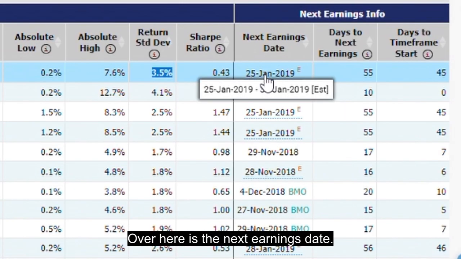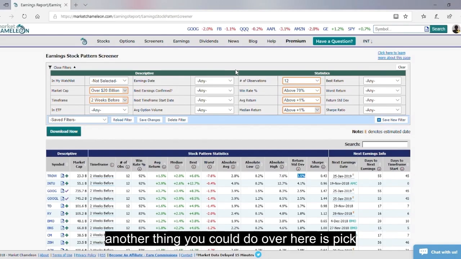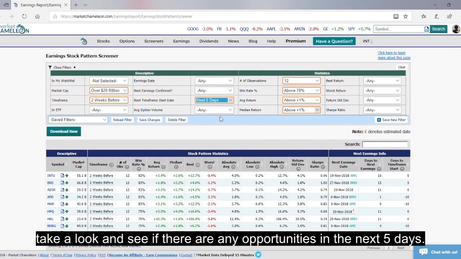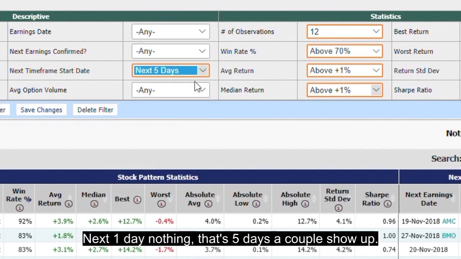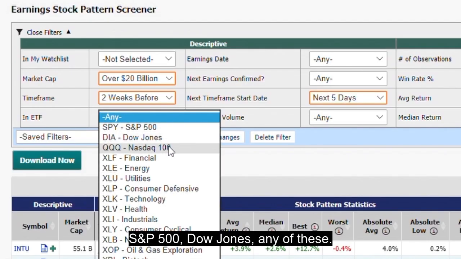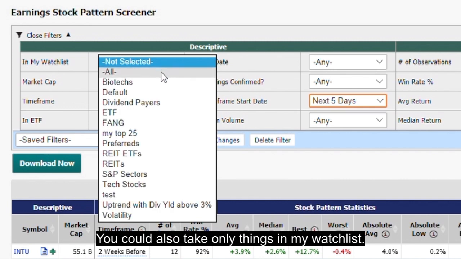Over here is the next earnings date, days to the next earnings, and the next time to start. So another thing you could do over here is pick, if you like these settings, take a look and see if there are any opportunities in the next 5 days. Next 1 day, nothing. Next 5 days, a couple show up. And if you like this strategy, you could also just filter by stock groups like S&P 500, Dow Jones, any of these. You could also take only things in my watch list, either all your watch lists or any particular one.